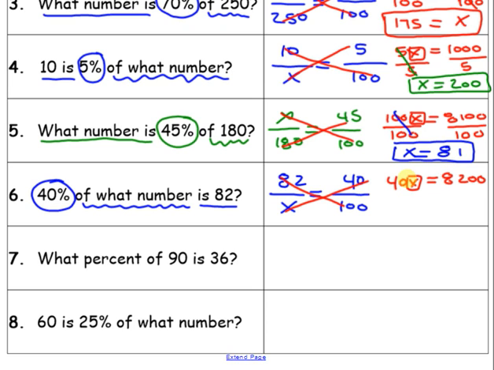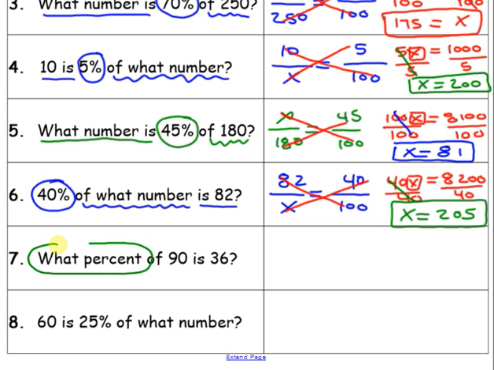We're going to box the variable, divide by 40. Do the same thing to the other side. The 40s are going to cancel. You're left with x equals 8,200 divided by 40 is going to be 205. All right, let's try another one.